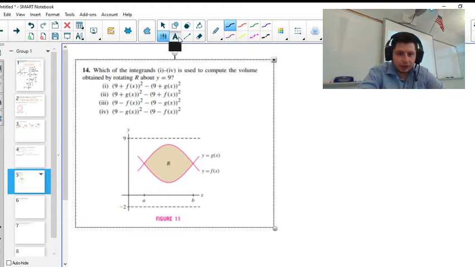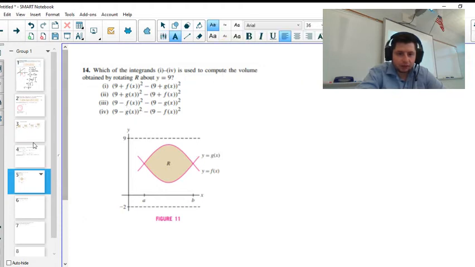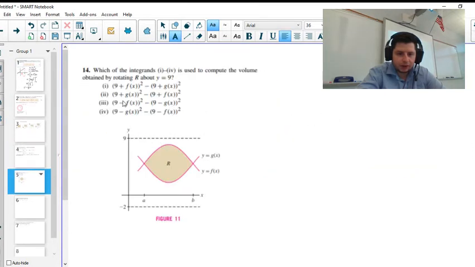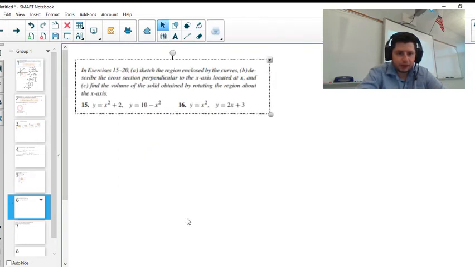So that would mean we want c minus g of x, so 9 minus g of x, and then 9 minus f of x. So this one here. These two are out because we're adding. It's just a matter of which one is first: the outer one is first, the inner one is second.